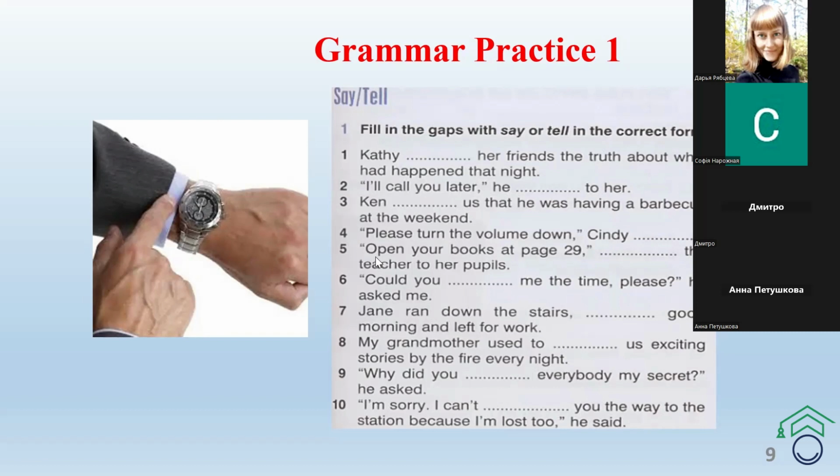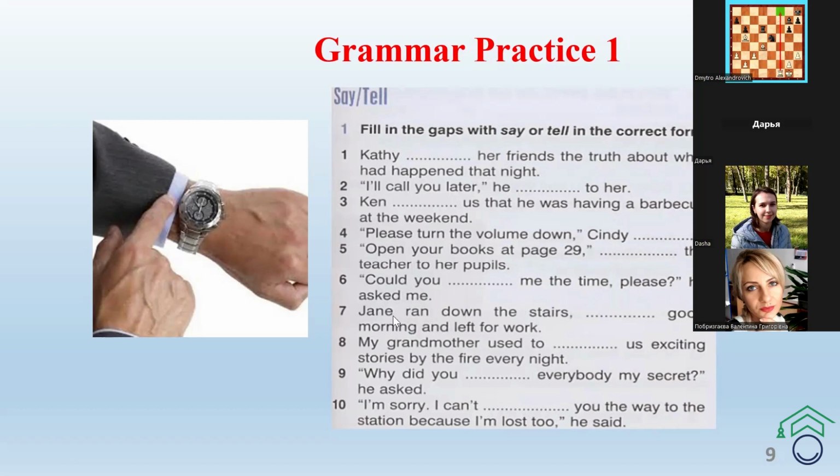Okay, open your books at page 29, or the sixth one, sorry. Yeah, the fifth, you're right. Said the teacher to her pupils. Well done. And sentence 6. Could you maybe tell me the time, please? Tell me the time. Set expression, yeah? First of all, it's a set expression, tell the time, firstly, and secondly, tell me. We can't say me, да? No. We always use to after say, but we don't have to here, yeah? Could you tell me the time, please? Yeah, he asked me. He asked me. Thank you very much.